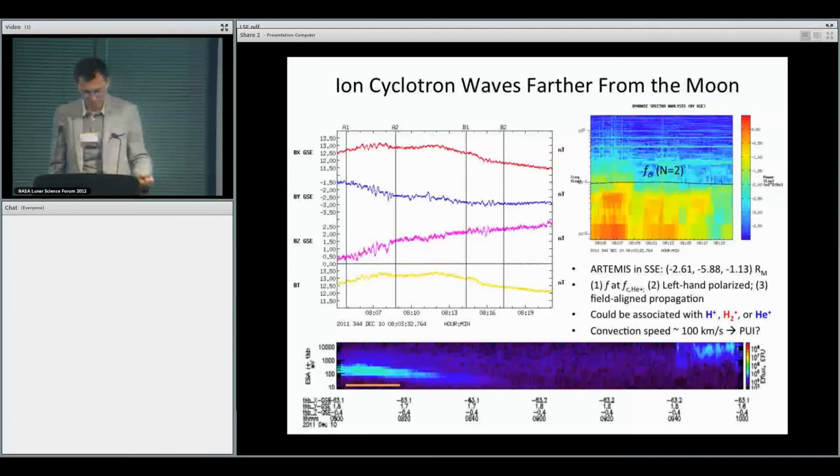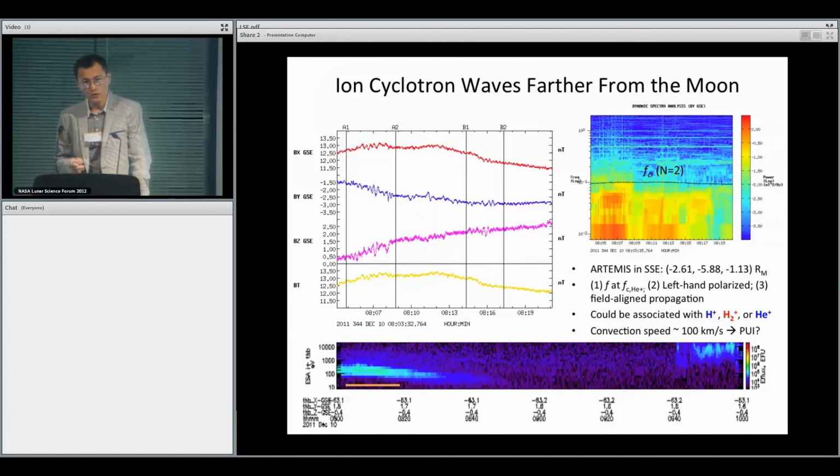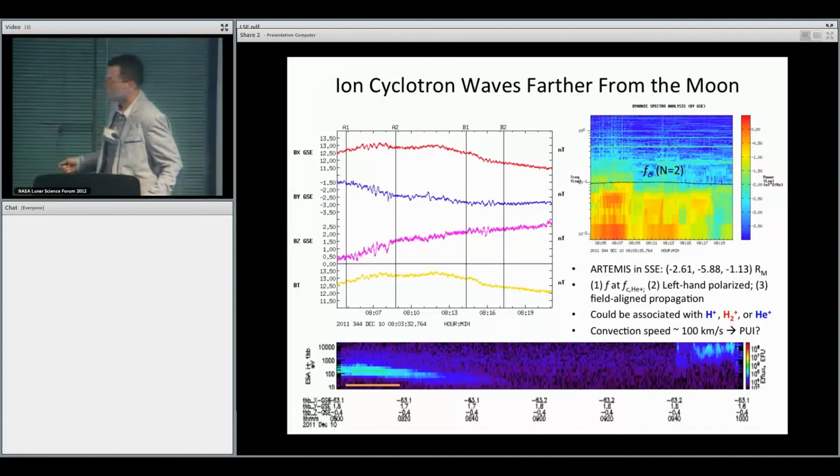But there's also another class of waves that I've found, whose frequency is a little bit lower. So I suspect that this is not necessarily associated with protons, but maybe associated with H2. Even though I am really not familiar with the possible particle species here, I'm glad that I heard people indicating the recent discovery of H2 and CO by LRO. So this is a possibility I would be raising here for further discussion.